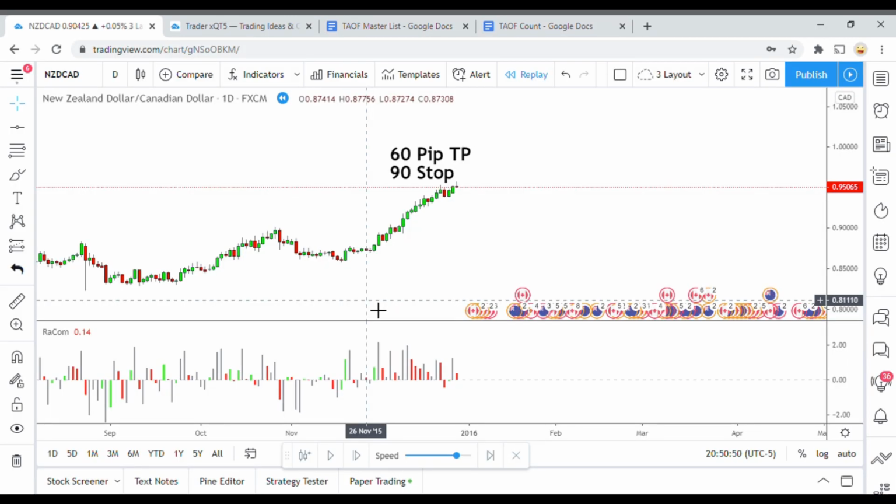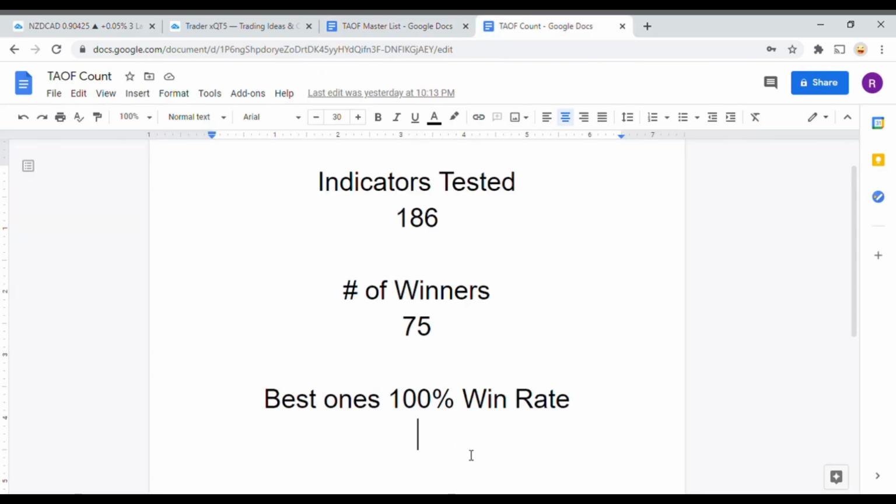All right, as I said, today we will be testing the Raschke Compase indicator. But before we do, I wanted to put the indicator scoreboard up for everyone to see.